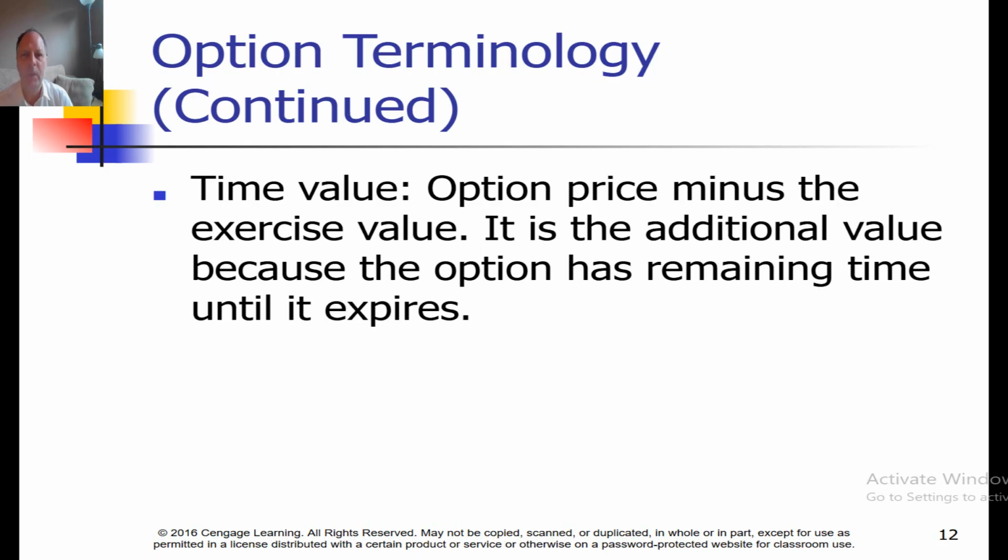The time value is the option price minus the intrinsic value. It is the additional value because the option has a remaining time until it expires, and during that time period, even if it's worth 0 intrinsically today, the stock price could go up, making it more valuable in the future. Alternatively, for a put option, you want prices to drop. So the intrinsic value is the strike price minus the stock price.